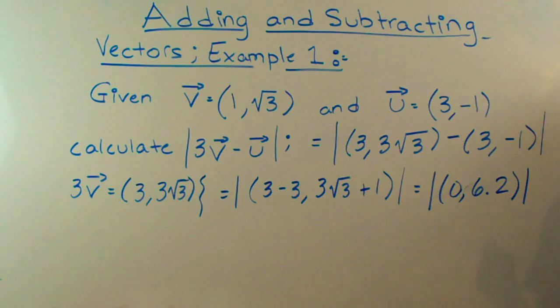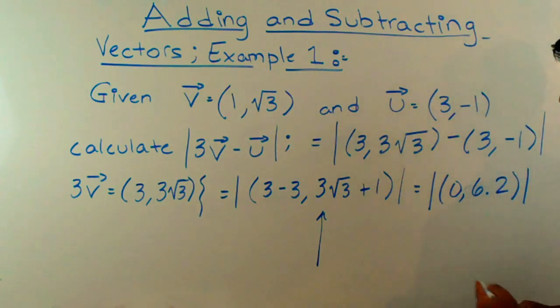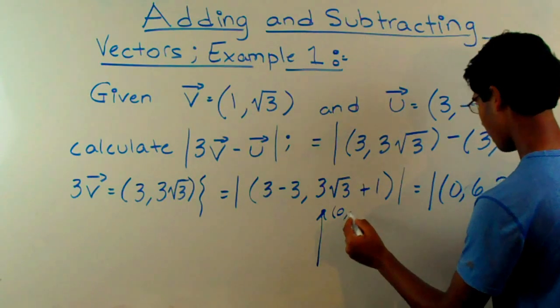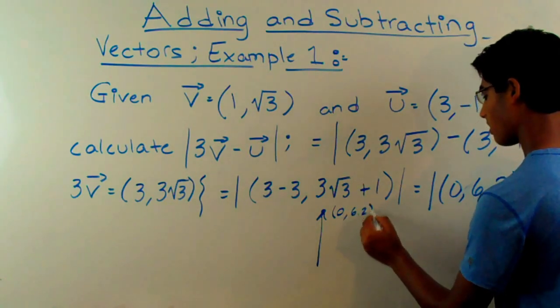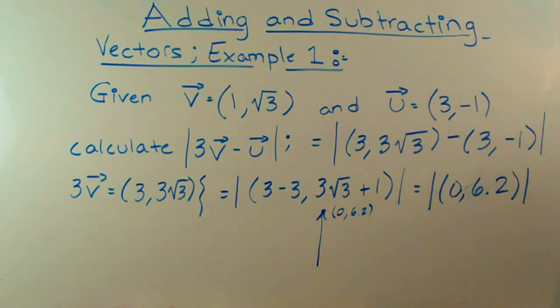So now we have this vector here. We can see that this vector is just totally upwards, like this. And this point is the point 0 comma 6.2. Now what are we trying to find here when we have the absolute value of a vector? Well, it's pretty clear. We're just trying to find the magnitude. The reason we know that is because we have the absolute value of the vector. The only thing that remains the same when we have the absolute value of any vector is the magnitude.